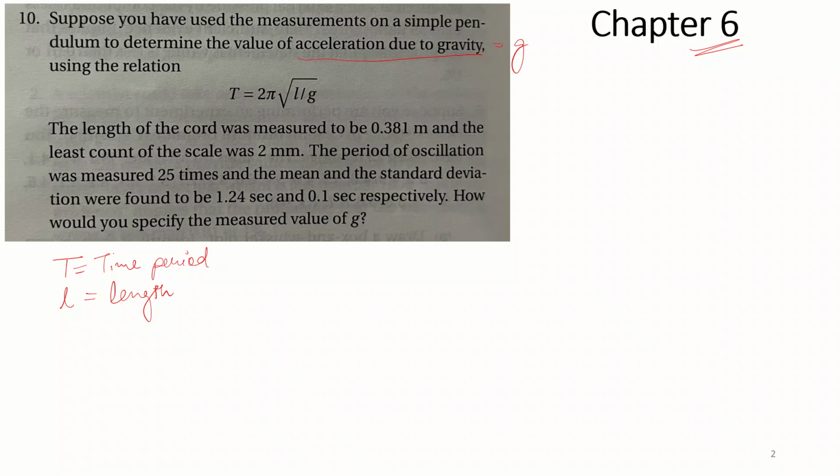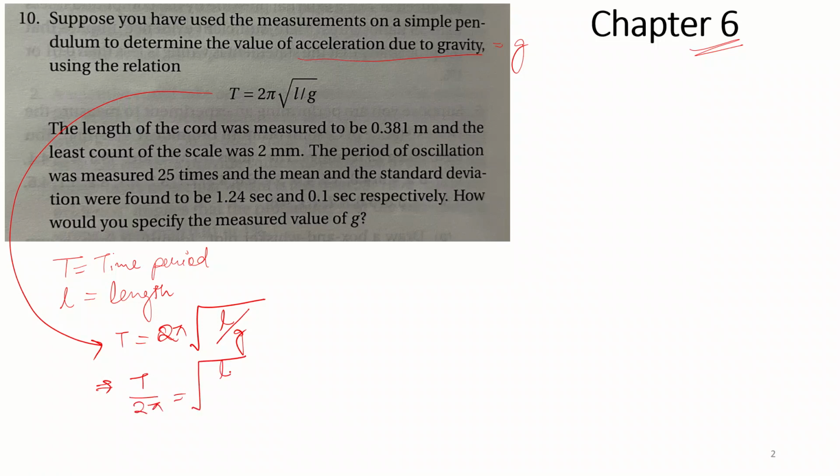So the formula is given, so we'll bring it here: T equal to 2 pi root L by G. We can also bring the 2 pi here and also write it as root L by G.